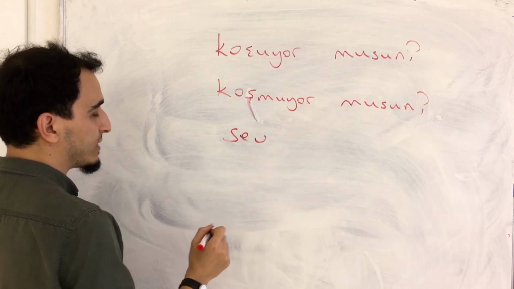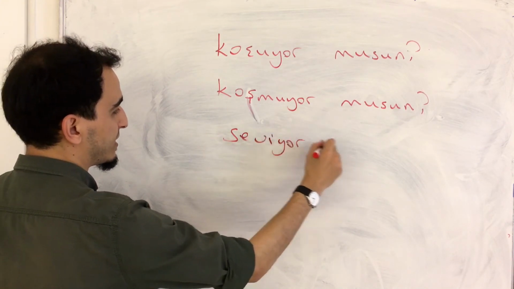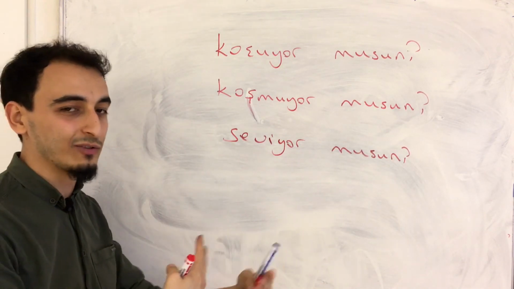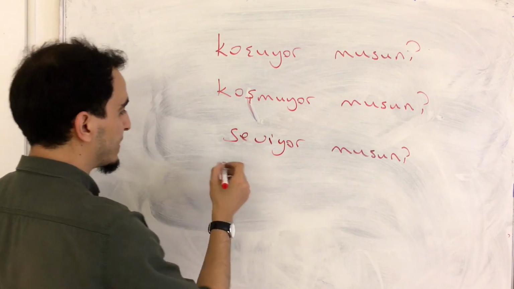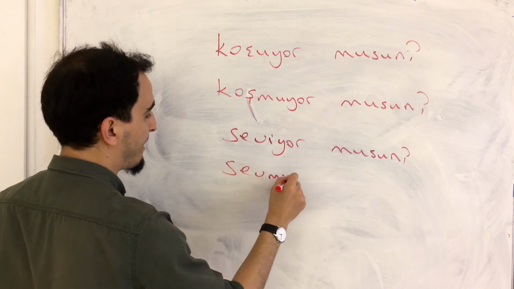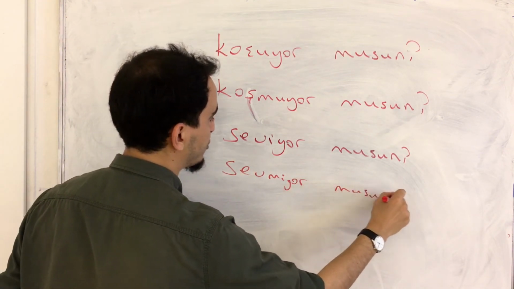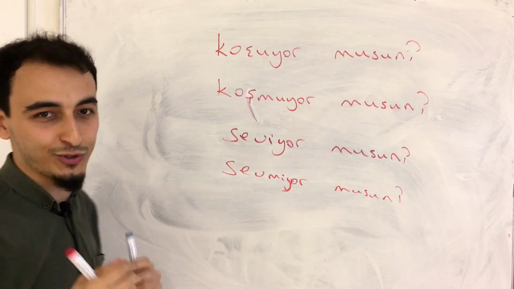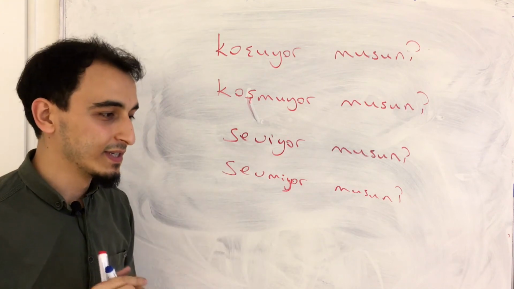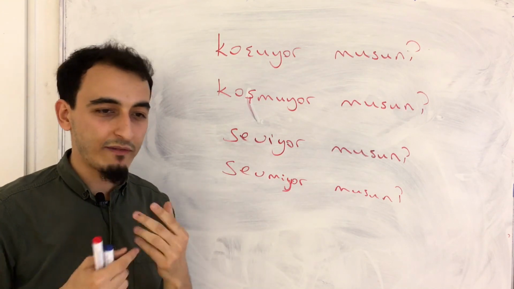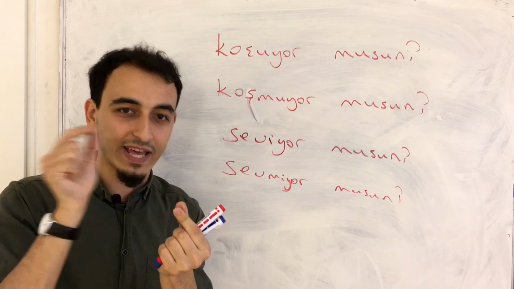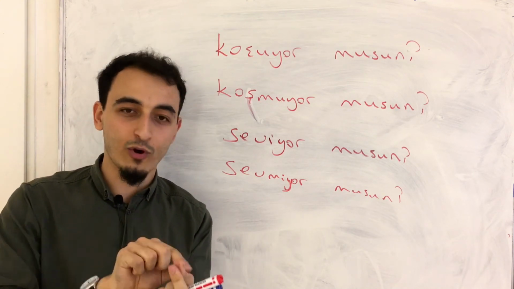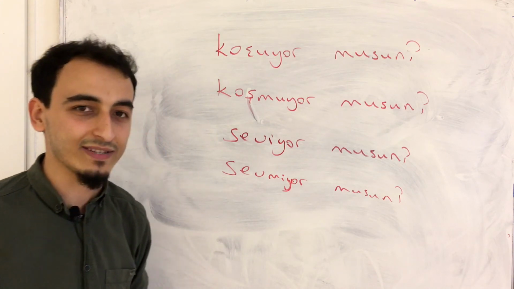Sevmek. To love. To like. Seviyor musun? Like literally, are you loving? Do you love? Sevmiyor musun? Aren't you loving? Like, don't you like? And we have that fortune game with a flower. We take off the leaf. Seviyor, sevmiyor. You can do this practice.